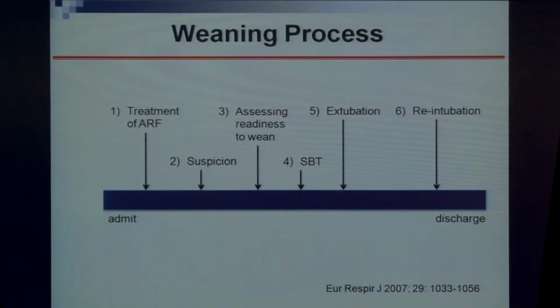If we go through the weaning process, there are 6 continuous steps. The first one is treatment of the acute respiratory failure, and then suspicion, meaning at which point we start to suspect our patients may be ready to start the weaning process. Then we assess the readiness to wean. If they pass, we do the spontaneous breathing trial, and if they pass, the patient is extubated. Unfortunately, almost 20% of our patients fall in the 6th step, reintubation, meaning weaning failed.